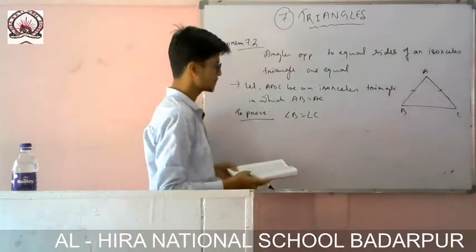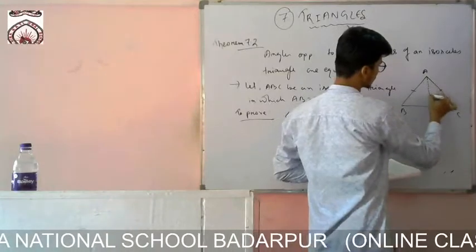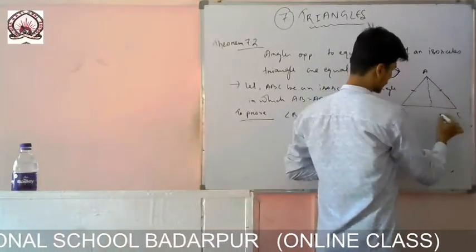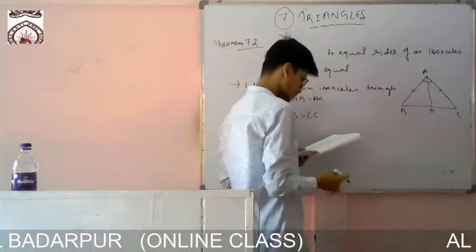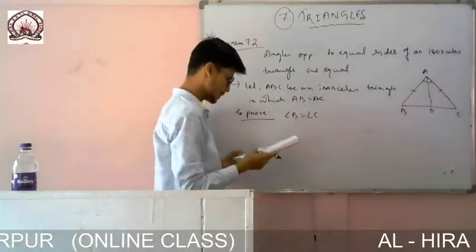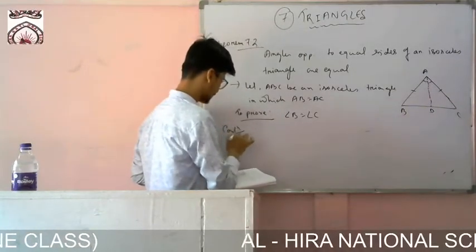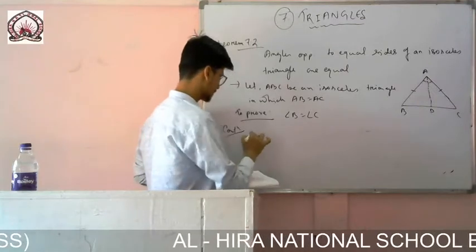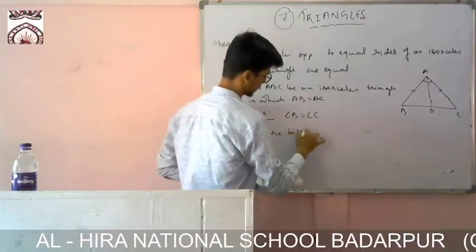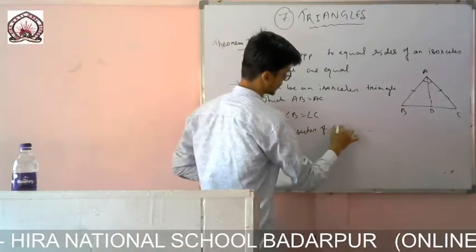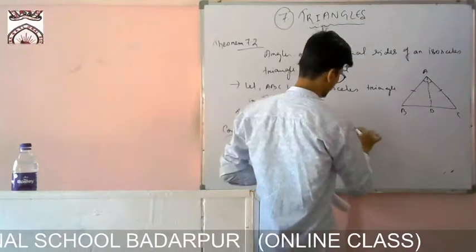To do this, first of all I need a bisector. I will draw an angle bisector like this, meeting at a point D. So let us draw a bisector of angle A. You write construction: draw the bisector of angle A.